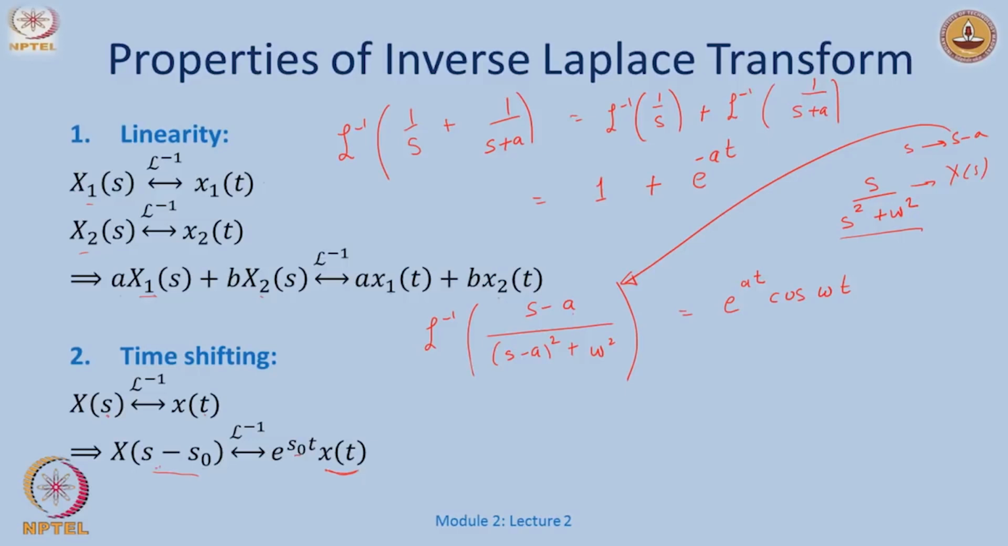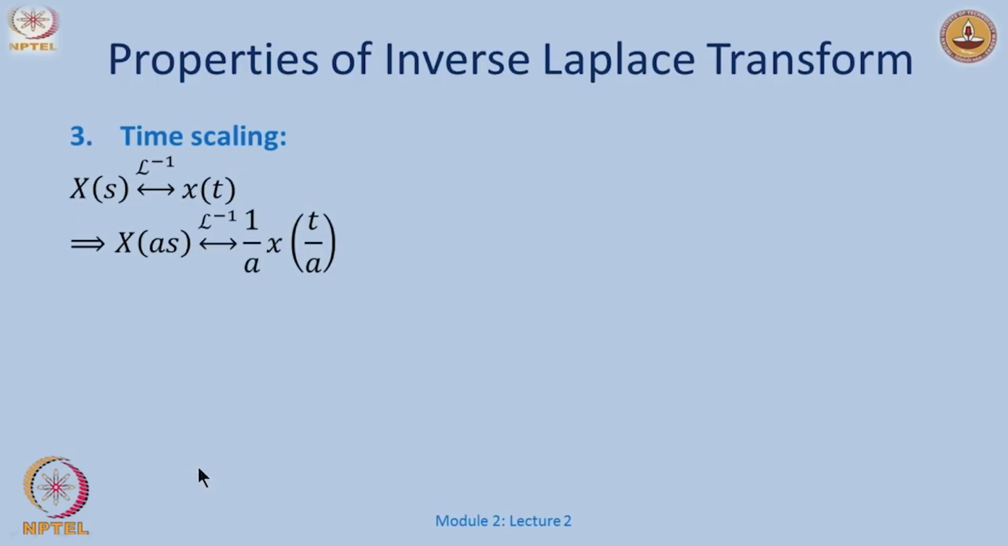Okay. So, I use this very nice property over here: the inverse of X(s minus x0) would be the original signal multiplied by e to the power s0 t, where s0 is the amount of the shift. Similarly, with time scaling, I start with the signal X(s) with inverse x(t), and I multiply s by a. Then the inverse is given by 1 over a times x with t replaced by t over a. Okay. So, let us again do some example, and these are pretty simple looking examples.